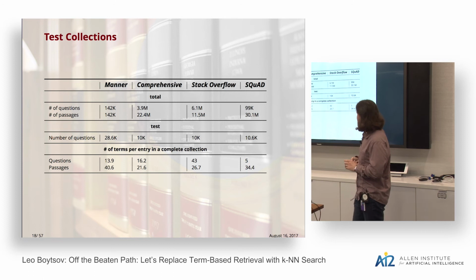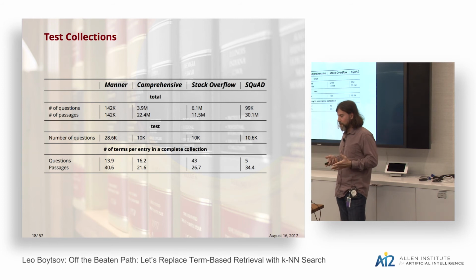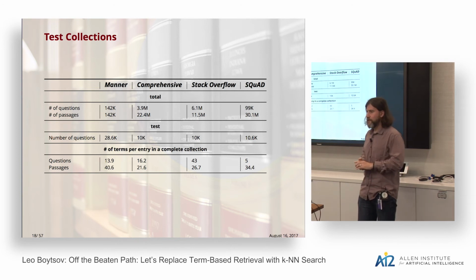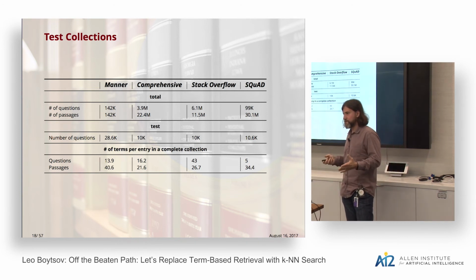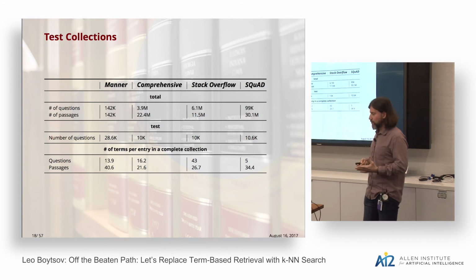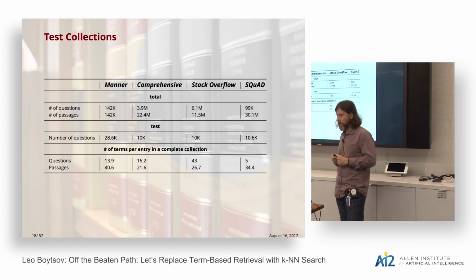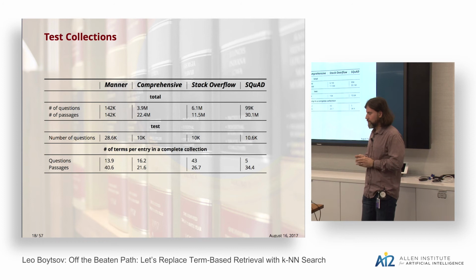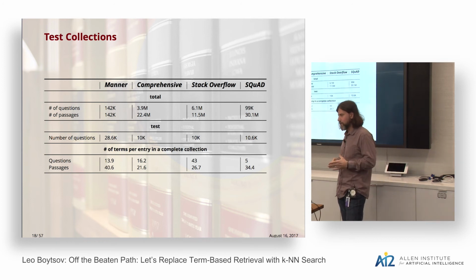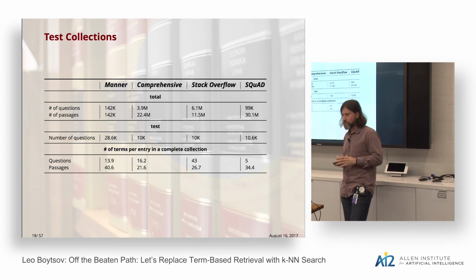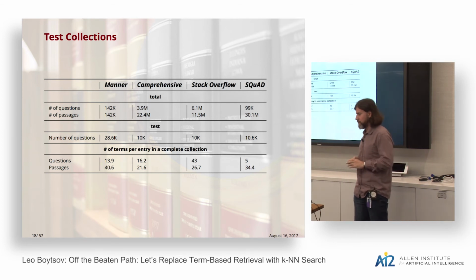So here I present 4 collections that I used in my experiments. 3 are community QA collections: Manner, Comprehensive, and Stack Overflow. Manner and Comprehensive are both parts of the Yahoo Answers collection. Manner is a small subset of Comprehensive that is used only for re-ranking experiments. Stack Overflow is a rather well-known community QA collection related to programming questions. Questions and answers often contain overlapping code snippets. We actually exclude them to make retrieval a little bit harder.